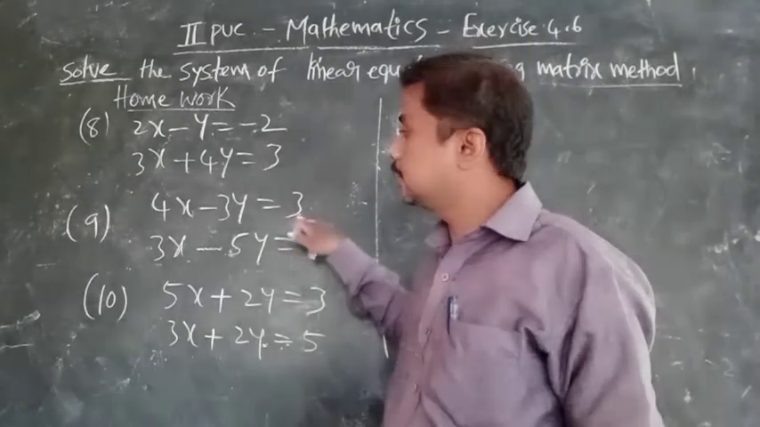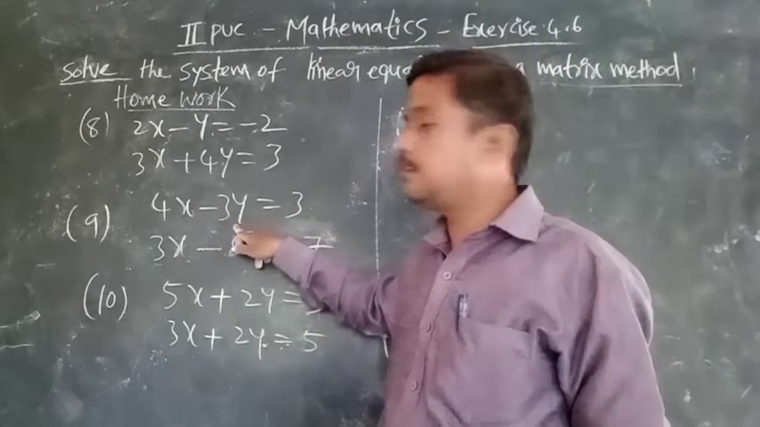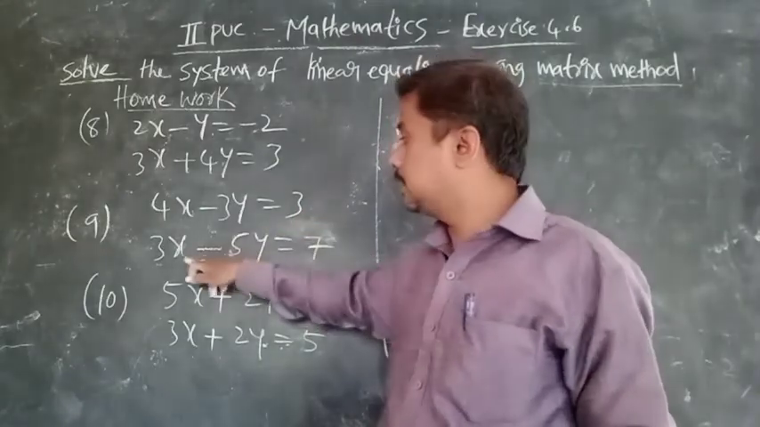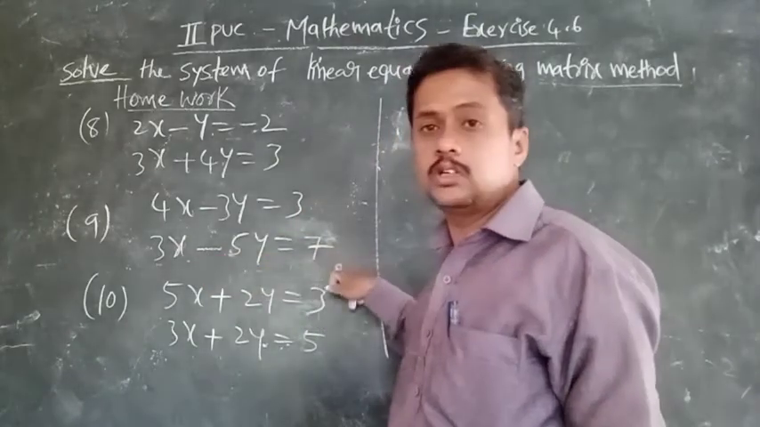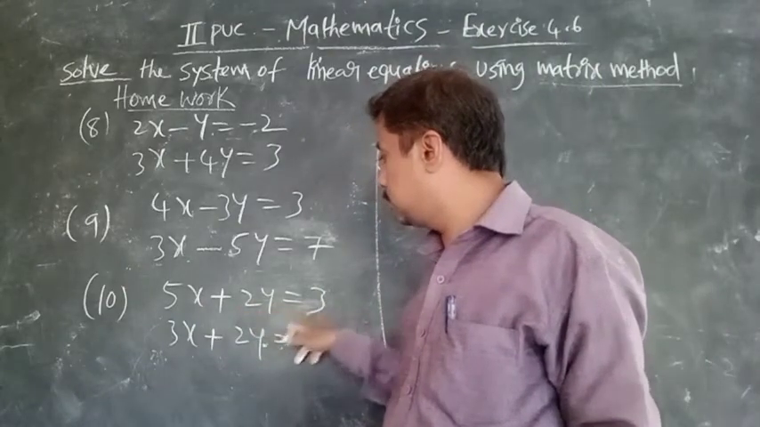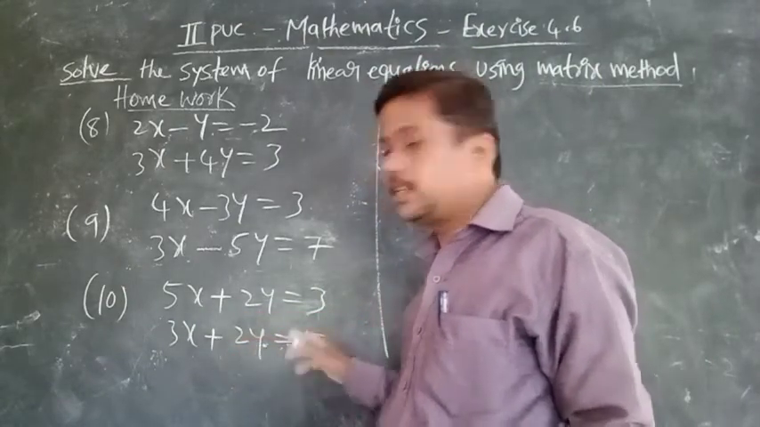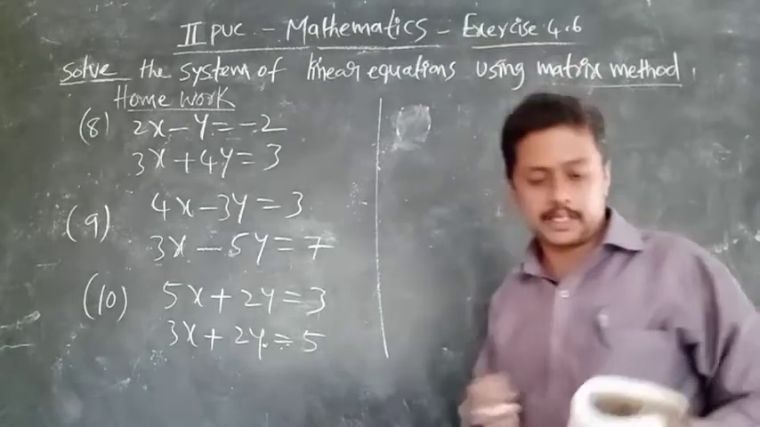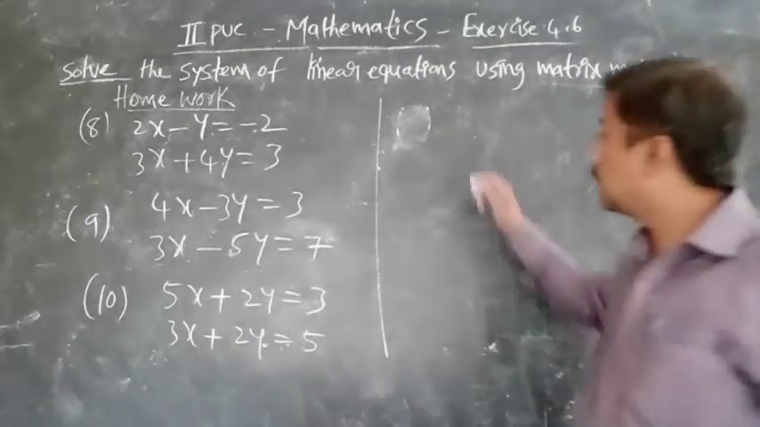Next, 9th problem: 4x minus 3y is equal to 3, 3x minus 5y is equal to 7. Okay. And the 10th one: 5x plus 2y is equal to 3, 3x plus 2y is equal to 5. And some other example problems are also there. I will write those also.